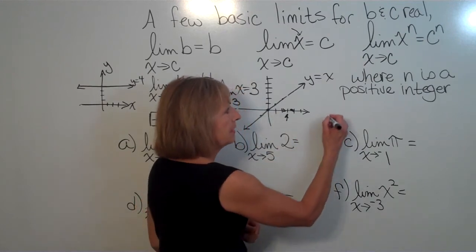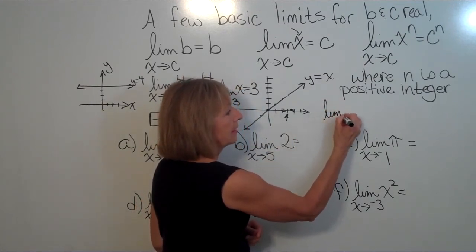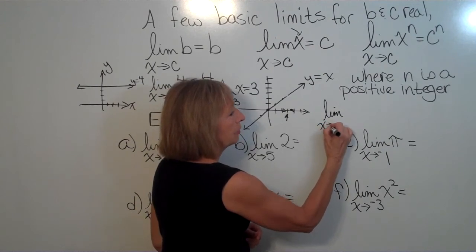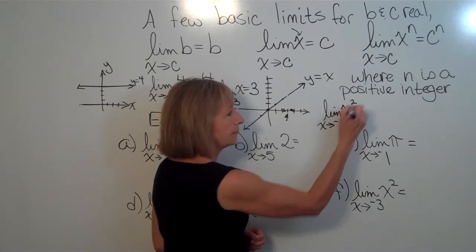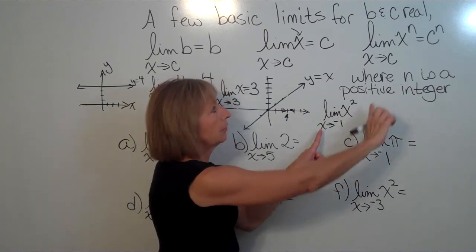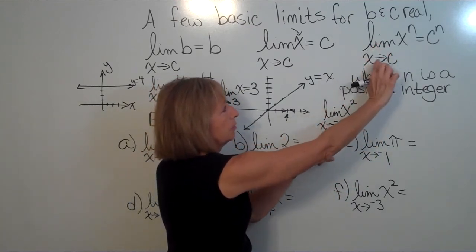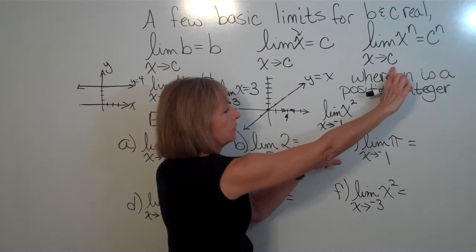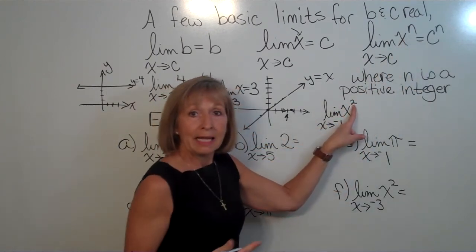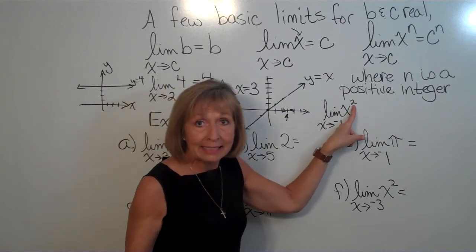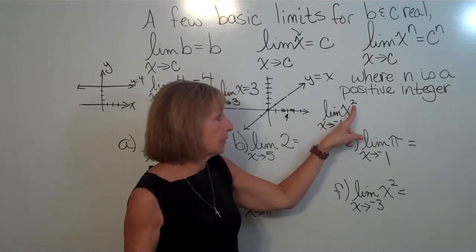An example of this would be something like the limit as, say, x approaches negative 1 of x squared. And here, my limit as x approaches negative 1, so c is my negative 1, of x to the 2, where 2 is a positive integer. And I just picked that as the example that we were going to go through.